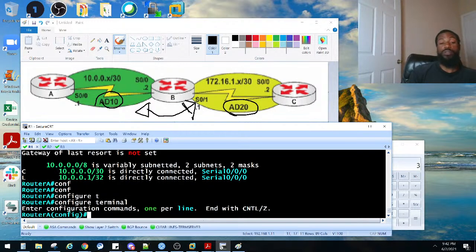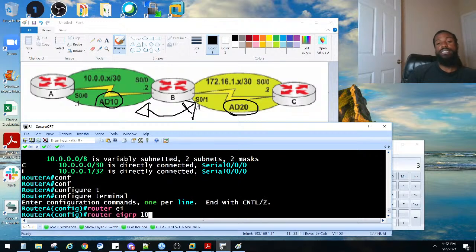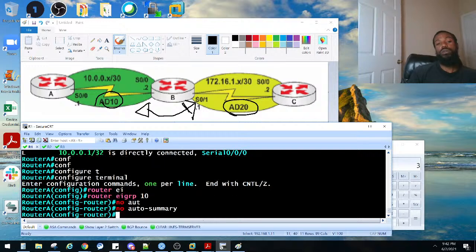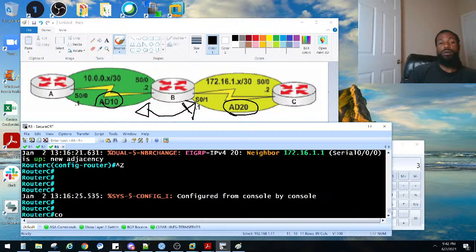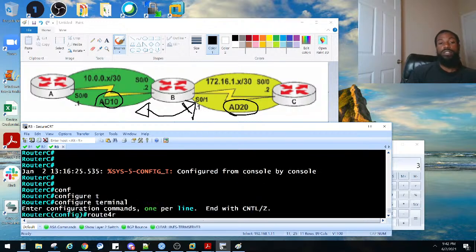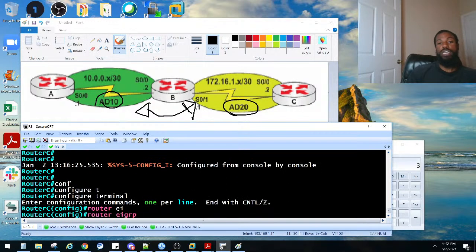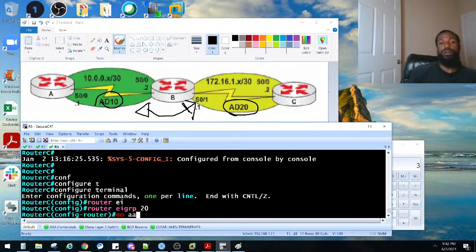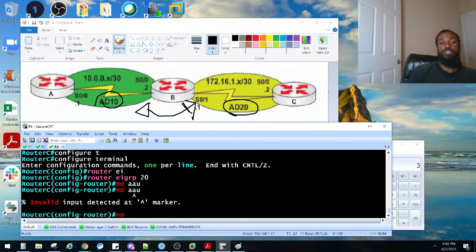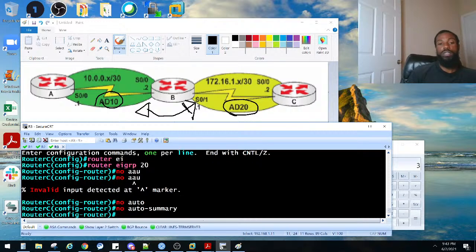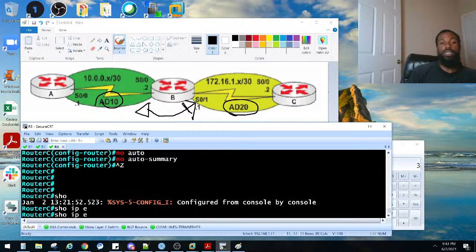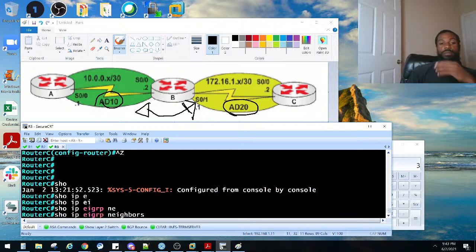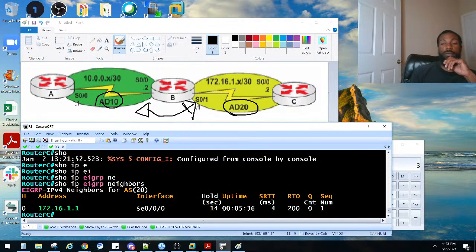Let's do no auto summary on all 3 routers. Let's do that. Router EIGRP 10, no auto summary. Let's do it on that guy. I don't think that's the problem though, but I'm gonna do it anyway. Router EIGRP 20, no auto summary. Oops. Auto summary. Does he have a neighbor? Show IP EIGRP neighbor. He has a neighbor.